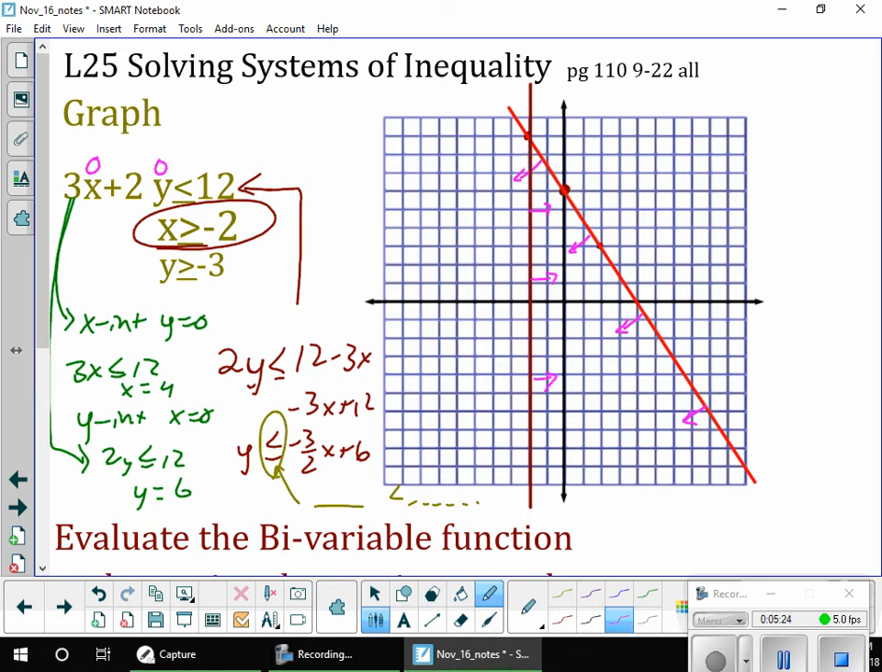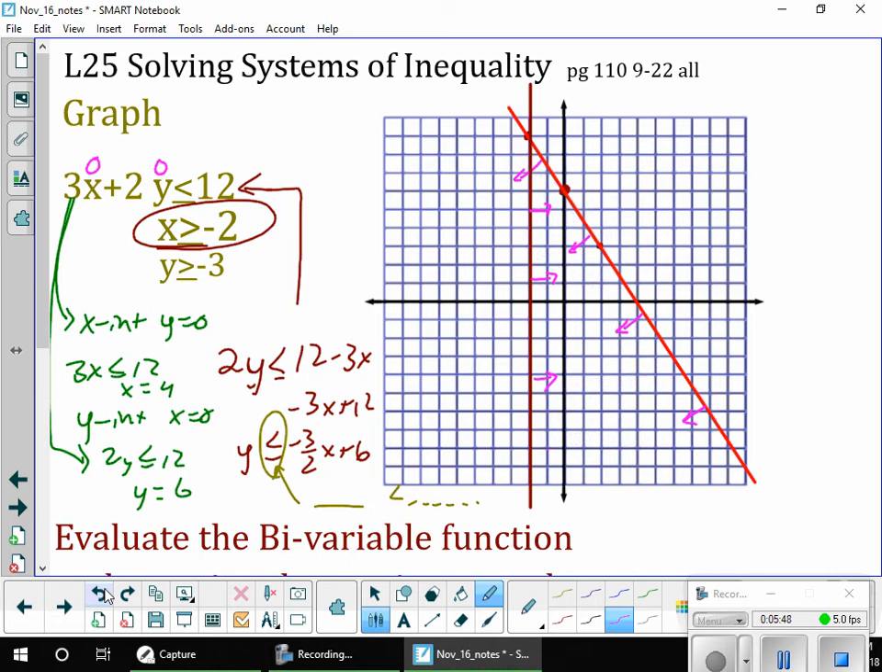So if it was just these two graphs, I would say my answer is everything that's here, and I would refer to this as being unbounded, because down here in the bottom, there's nothing blocking it in. So there's my region for those two. But guess what? We know it's not just those two.